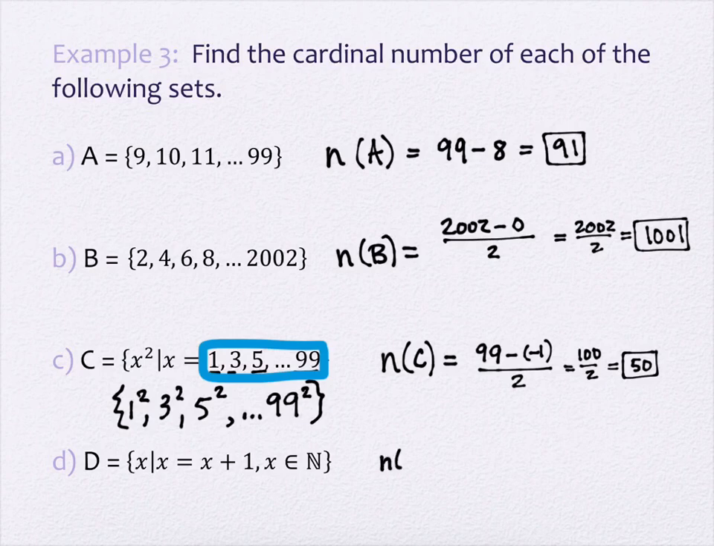Our last one, n of D. Okay, so this says that I have the equation x equals x plus 1. It tells me that x is a natural number. That's what that notation means. So it's asking how many natural numbers are there that are equal to themselves plus 1.